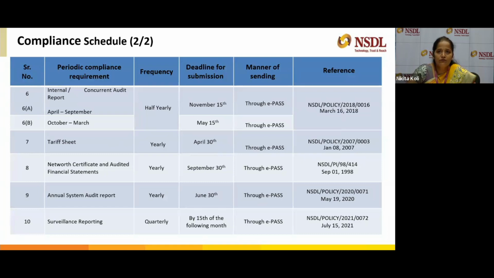The due date for submission of the half-yearly concurrent audit report is as follows: for the period of 1st April to 30th September, the report has to be submitted before 15th of November. For the period October 1st to March 31st, the report has to be submitted before 15th of May.